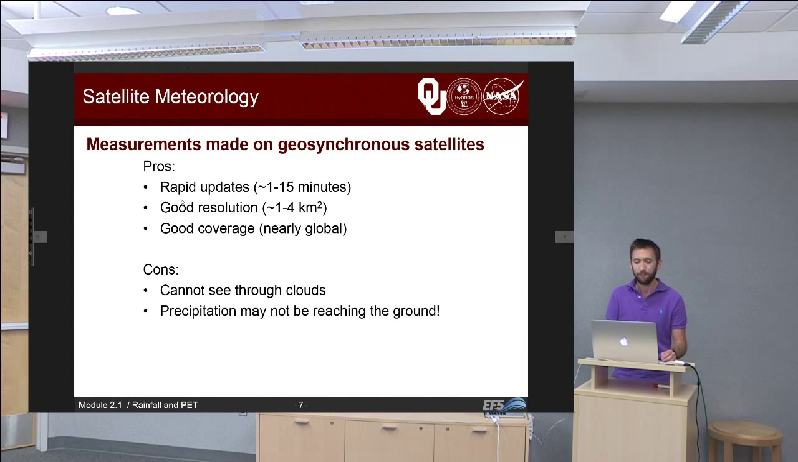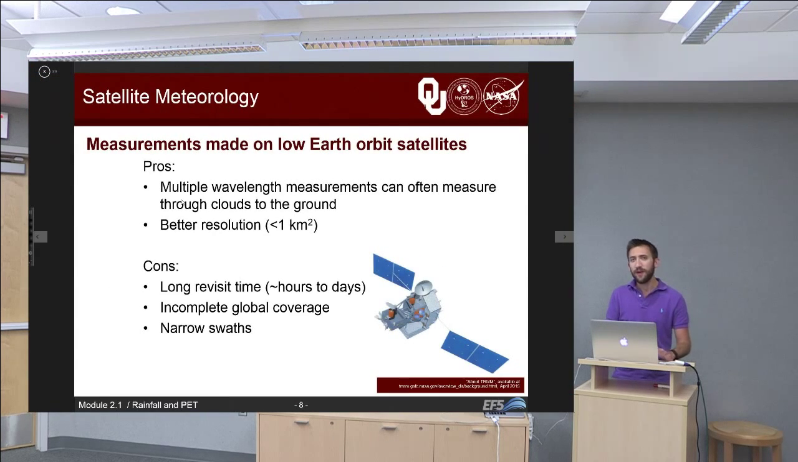On the other hand, when it comes to low Earth orbit satellites, the pros and cons tend to be somewhat reversed. The pros here are now that we have multiple wavelength measurements, and those can often measure through clouds all the way to the ground, so you get a much better idea of what's actually happening at or under the clouds. They also have really good resolution. The cons, on the other hand, are that the update time or the revisit time is much, much longer.